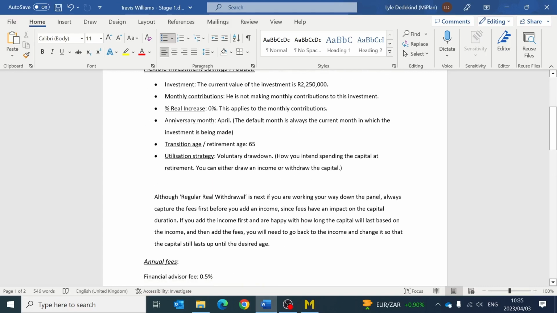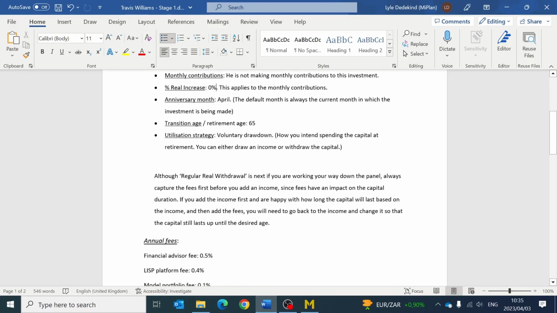All right. Okay, so although regular real withdrawal is next, if you're working your way down the panel, always capture the fees first before you add an income, since fees have an impact on the capital duration. If you add the income first and are happy with how long the capital will last based on the income, and then add the fees, you'll need to go back to the income and change it so that the capital still lasts up until the desired age.